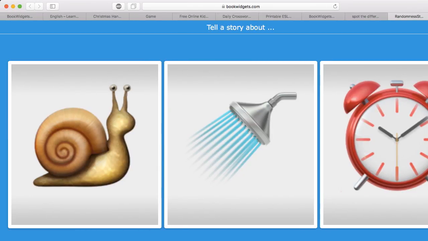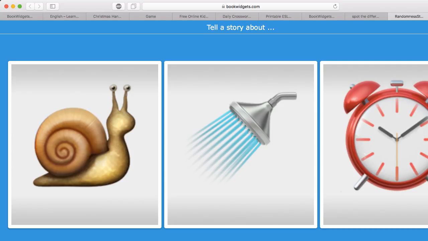As you can see, these emojis do help you because you have to think of the word in English and then you have to put it in a complete sentence. So, yes, you're being creative. Yes, you are using your vocabulary. And yes, you're practicing your sentence structure. And these are very important skills to have when we are talking about being fluent in English.